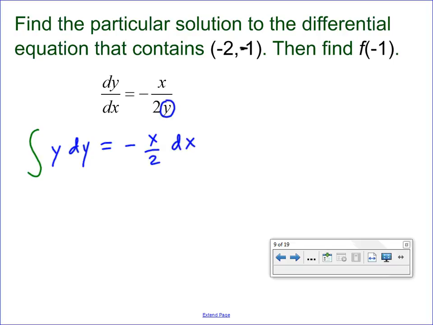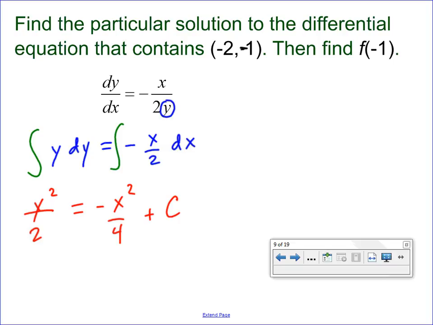So let's go ahead and find a particular solution that contains my initial condition. By integrating both sides, I generate an antiderivative on the left and get y squared over 2. On the right, I get negative x squared over 4 plus c. Is that what you guys are getting? Yes, plus c. Are you good? Okay.